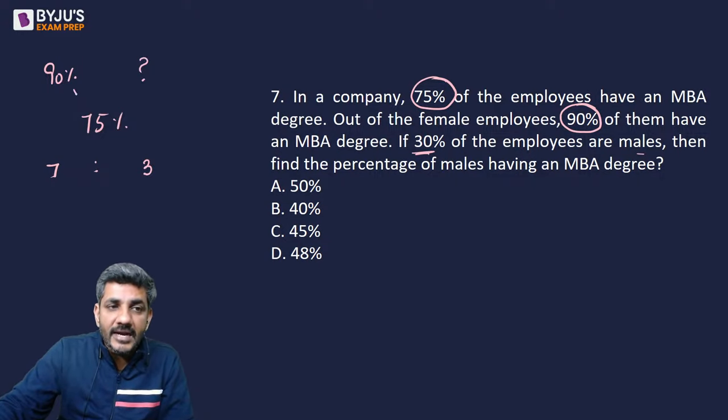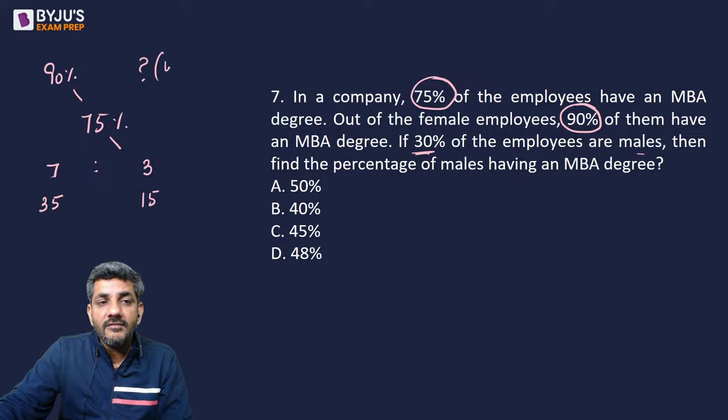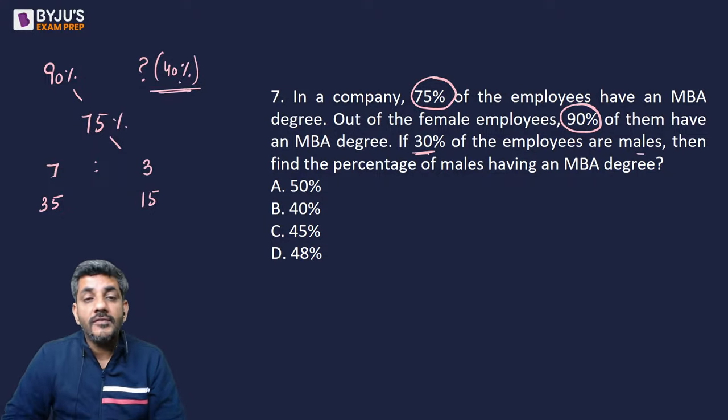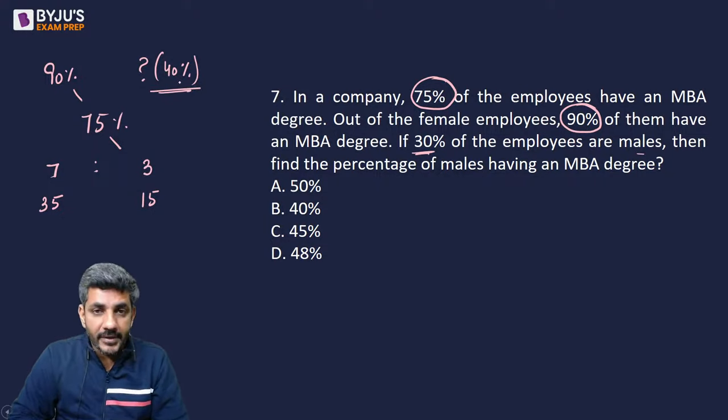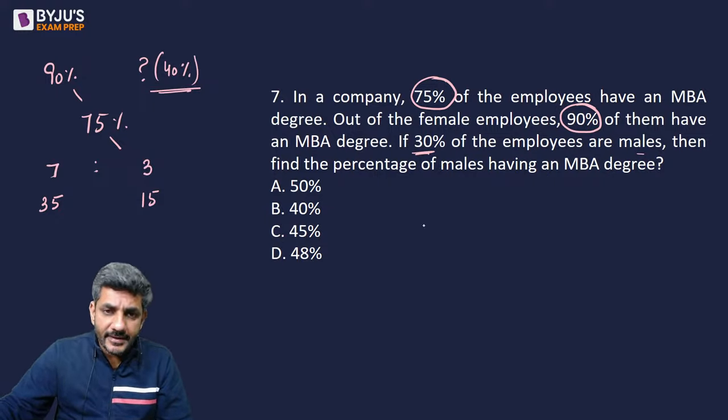तो बेसिकली 90 माइनस 75 इज 15. अगर 315 है तो 735 होना चाहिए. तो 75 में से क्या माइनस करूंगी 35 आए? इट इज 40%. सो यस आई कैन से दैट 40% ऑफ द मेल्स आर हैविंग एन एमबीए डिग्री. अदरवाइज ऑल्सो हाउ वुड यू डू इट? और क्या तरीका होगा इसको करने का?